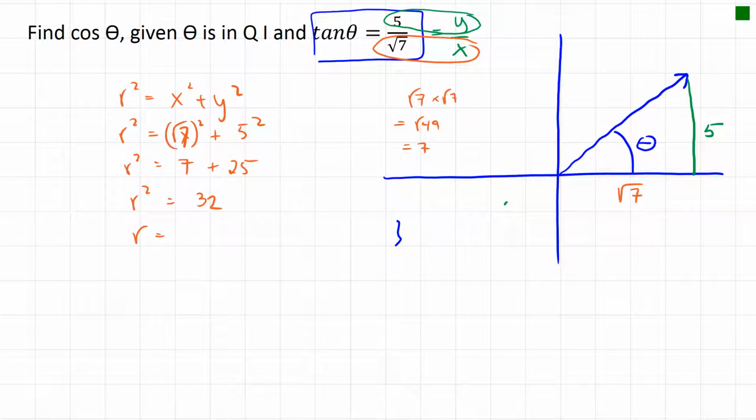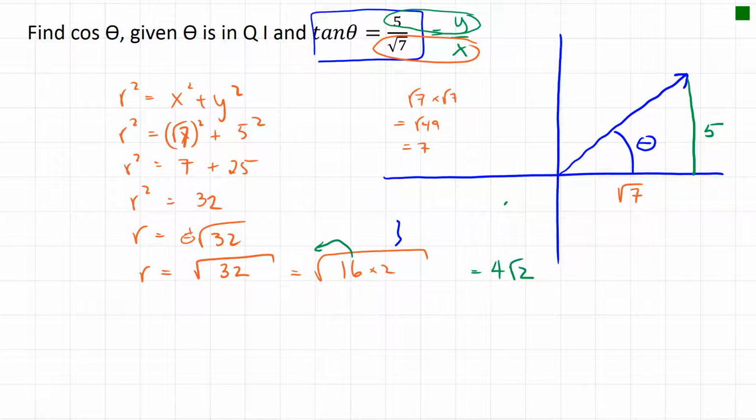And the square root is plus or minus square root of 32. Now we're going to ignore the negative because we know that radius can't be negative. And in addition to that, I'm going to do a little bit of simplification. So square root of 32 is 16 times 2. 16 is a perfect square, so I'm going to pull that out. Square root of 16 is 4, root 2. So my radius is 4 root 2.